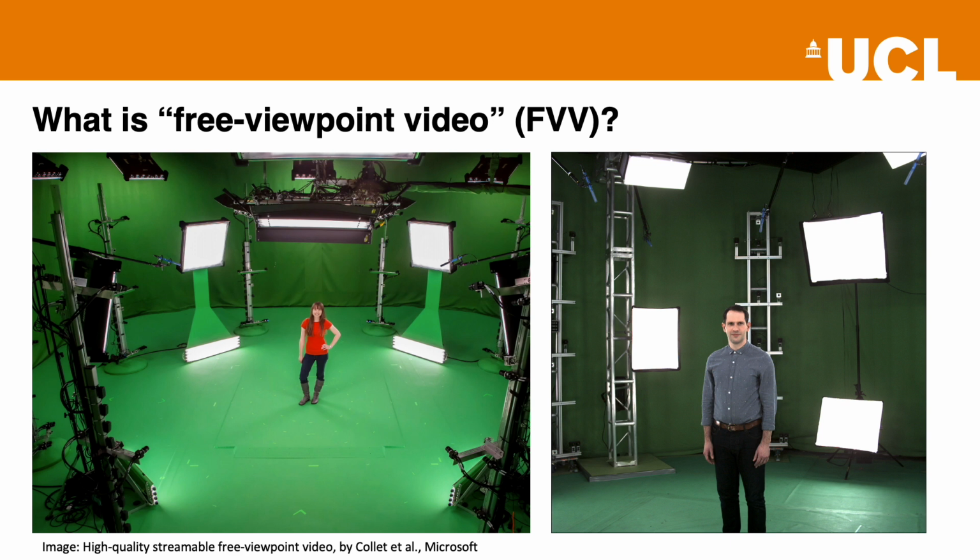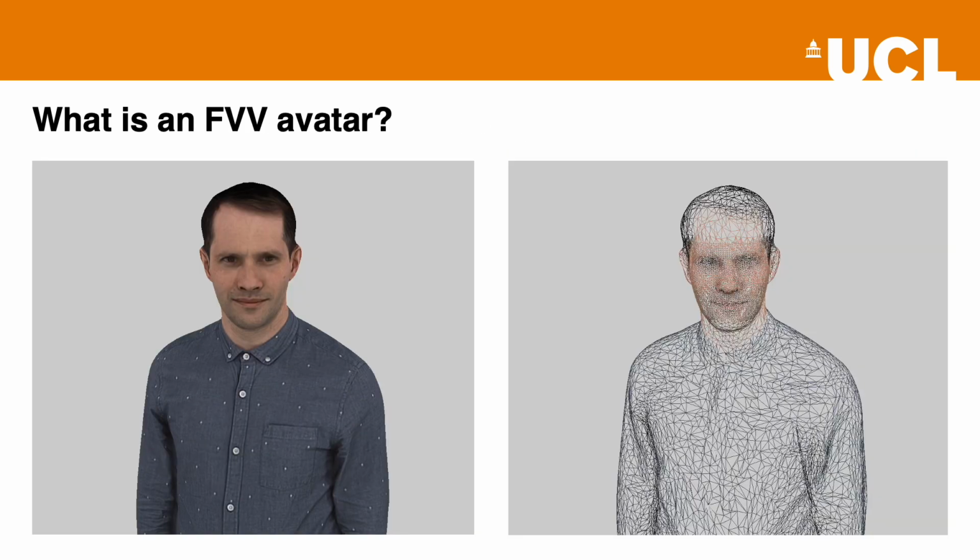So then after the character performance, there's a very data-heavy 3D reconstruction step, which uses techniques like segmentation and depth from stereo to reconstruct the shape of the character performance for each frame in the video. And then this shape is textured using data from the RGB cameras to get the surface appearance. So you get both the 3D shape and the appearance captured for every frame of the video. So the output of this process is an FVV avatar.